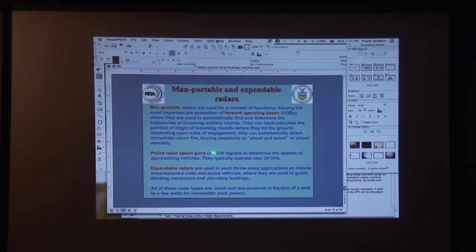Police radar speed guns, we all know about those. CW signals, they just get speed, nothing else. They operate up around 24 gigahertz. And finally, we have expendable radar types that are throwaway applications in missiles, space vehicles, that kind of thing. Typically, all these are a fraction of a watt to maybe a few watts transmitter power. That concludes the talk.